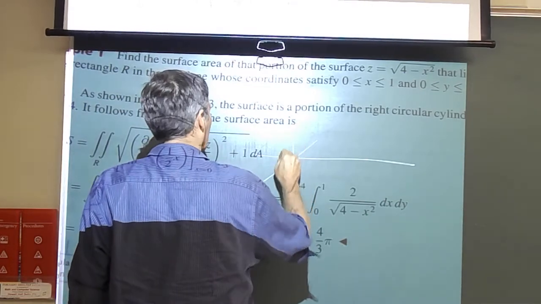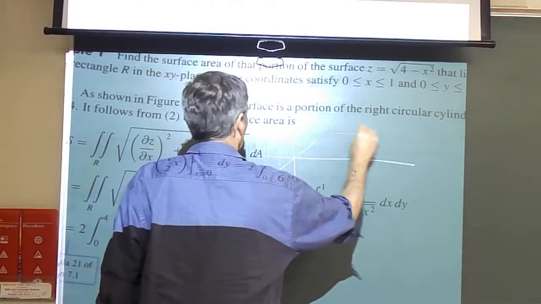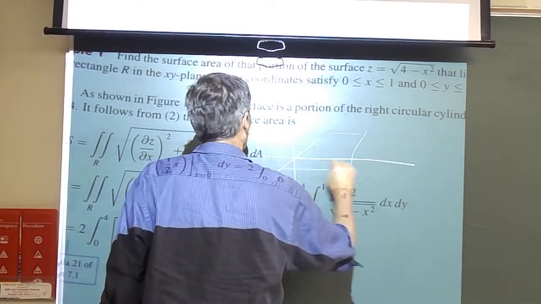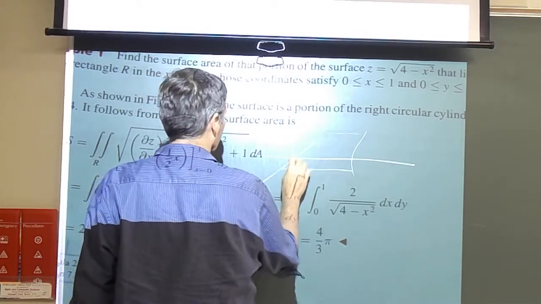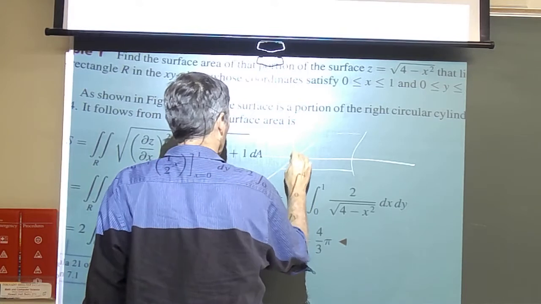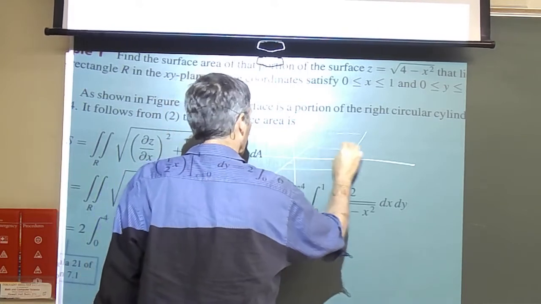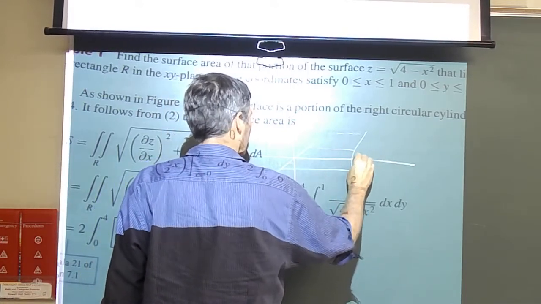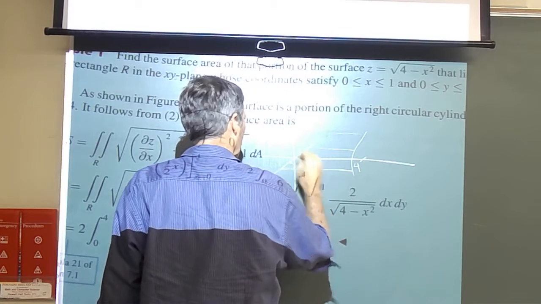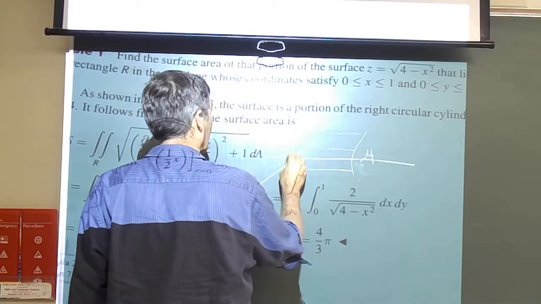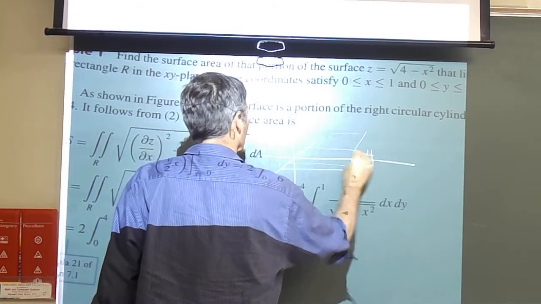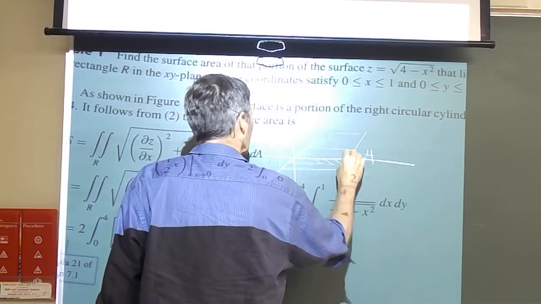The cylinder looks like this. Here's the portion of it that's over x between 0 and 1 (oops, I said 0 to 2, wouldn't it?). 0 to 1 would be this part of it, and between y equals 0 and y equals 4. Let's put it back this way. So between y equals 0 and y equals 4 and x equals 0 and x equals 1, it's over this rectangle in the xy plane.